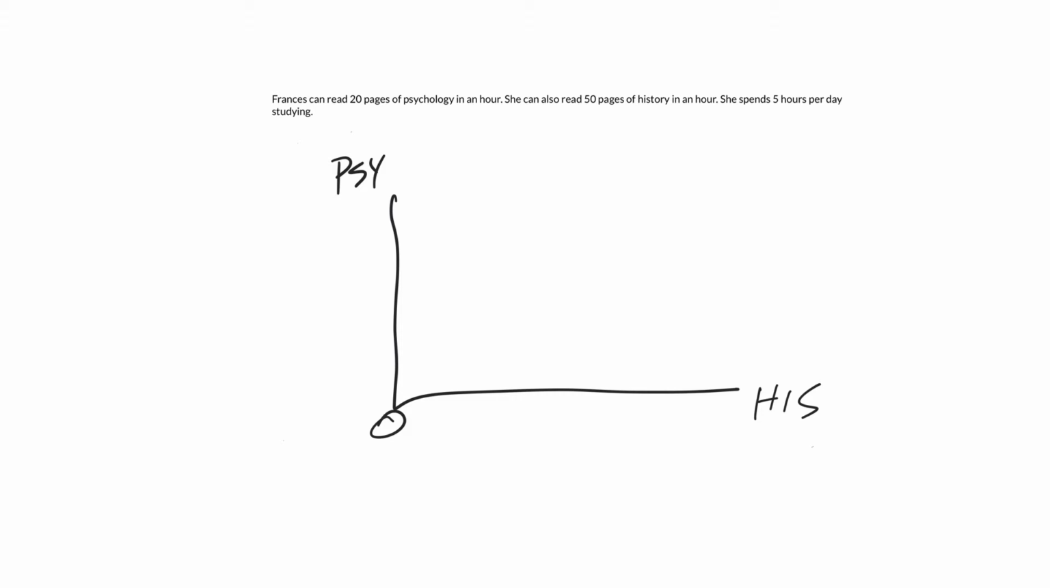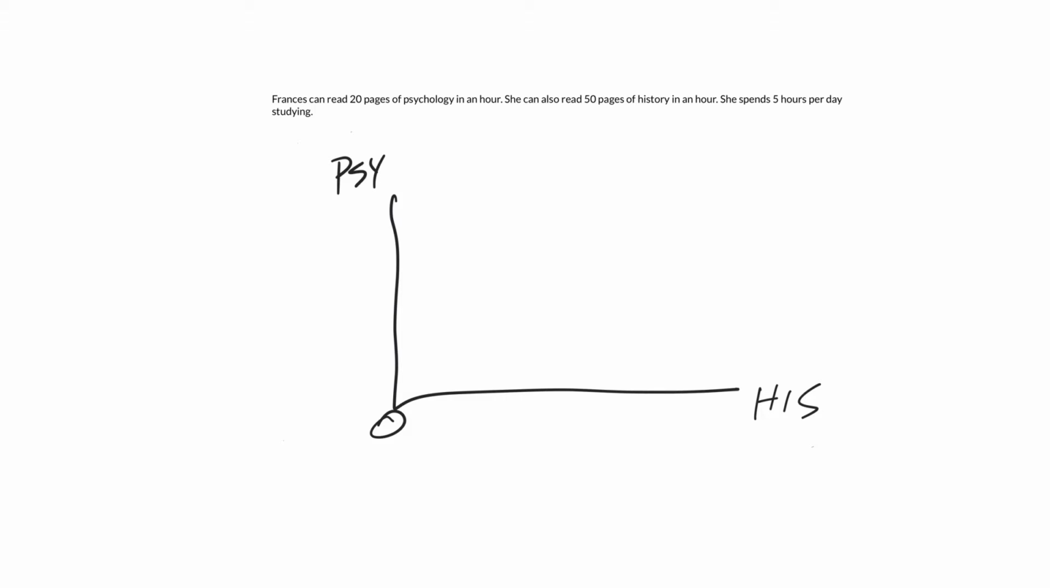Here's a question about the production possibilities curve and opportunity cost. Opportunity cost, of course, is the cost. It's what you give up to get something else. So, first of all, we're going to draw in the production possibilities curve.